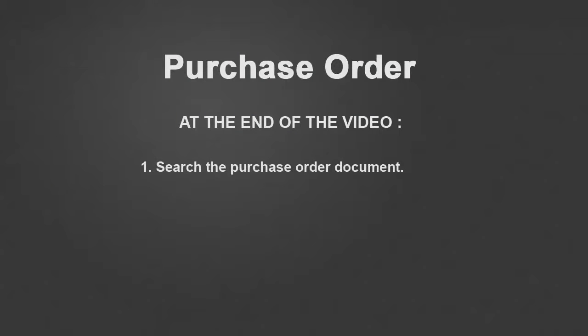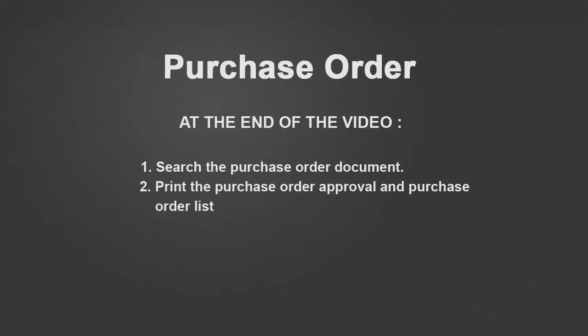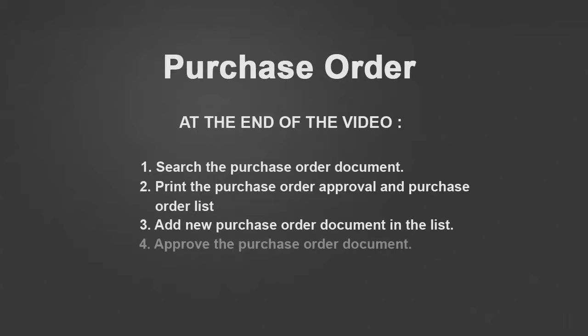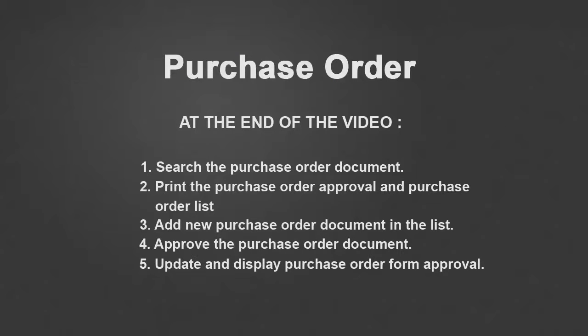Purchase order. At the end of the video, you are able to: first, search the purchase order document. Second, print the purchase order approval and purchase order list. Third, add new purchase order document in the list. Fourth, approve the purchase order document. Fifth, update and display purchase order form approval.